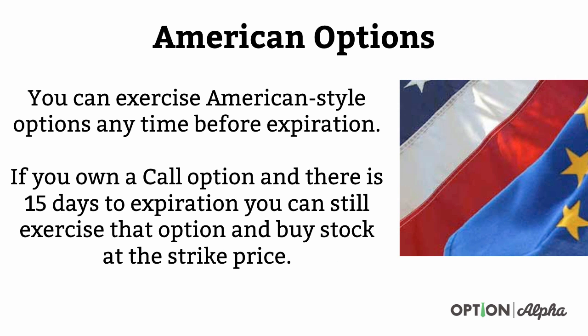Again, we talked about this before, but it's worth mentioning here towards the end again, that there are two different types of options, and it's really important that we distinguish between these. The first is American options. You can exercise American-style options at any time before expiration. So, for example, if you own a call option and there are 15 days to expiration, you can choose to exercise that option and buy stock at the strike price.